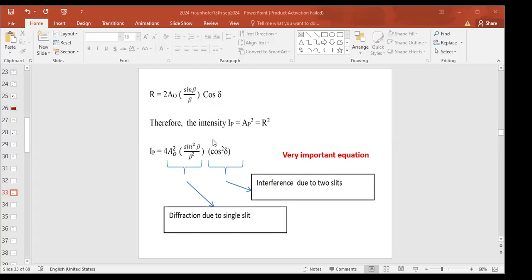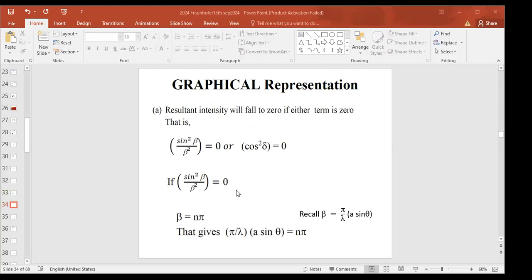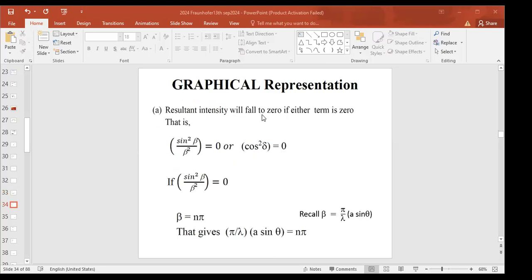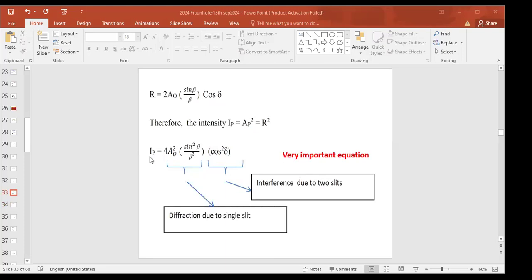So we have two things to consider, because you can put this term to zero or that term to zero and see the distribution. This is very important. I put here a very important equation: the double slit Fraunhofer diffraction intensity equation. Let's see what we can do. Like in the previous case, now we can draw the pattern. First we use this part, later we can use this part. The resultant intensity will fall to zero if either term is zero, so you can see the resultant intensity can be zero.